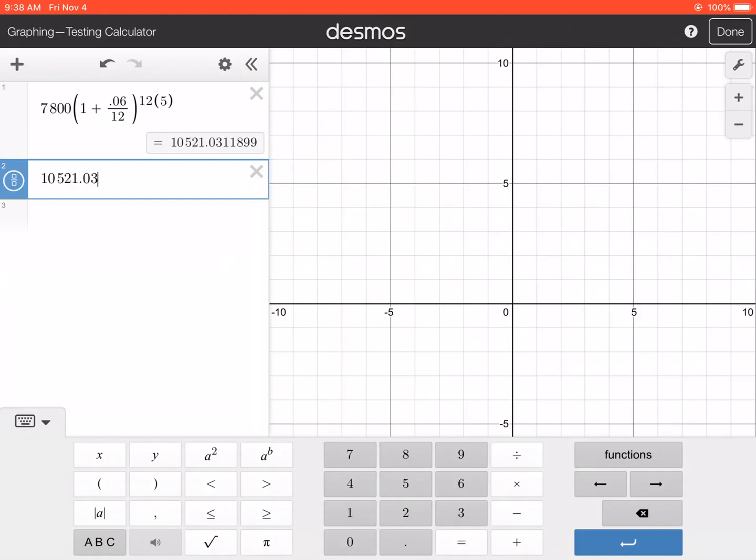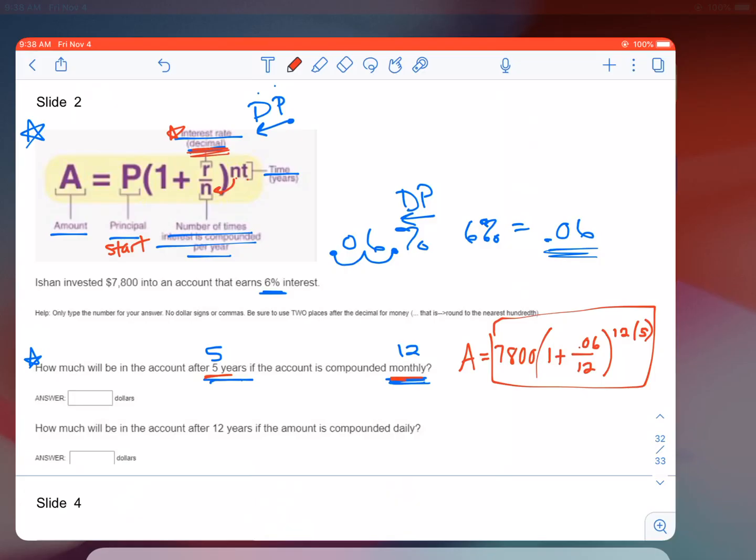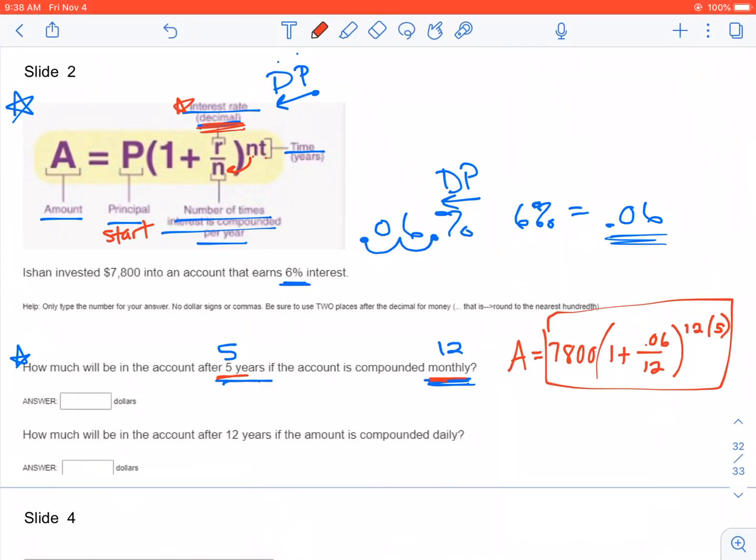So we're going to need to go take that answer and we're going to type it in on our Schoology page. And we're also going to have it labeled dollars there is already there. So we do not use a dollar sign. And it says only type in the number for your answer. No dollar signs or commas. Be sure to use 2 places after the decimal for money. Okay? And that is rounding to the nearest hundredth.